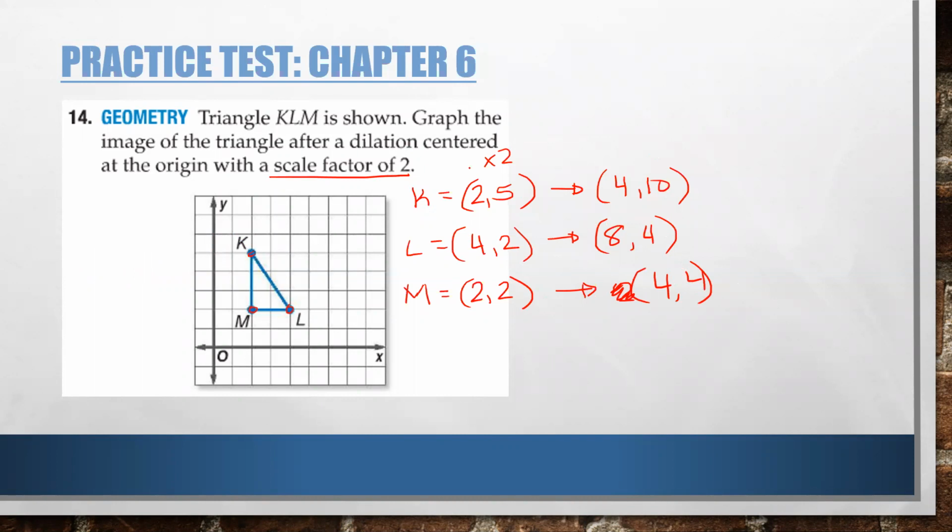So I'm going to plot these points. Okay, so 4, 10, so I would go to the right 1, 2, 3, 4, and then up 10, 1, 2, 3, 4, 9, 10. So that'd be about here. And then 8, 4, so I go over 1, 2, 3, 4, 8, and then up 4. So that's this side here. And then 4, 4, so to the right 4 and then up 4. Okay, so there I have my new triangle.